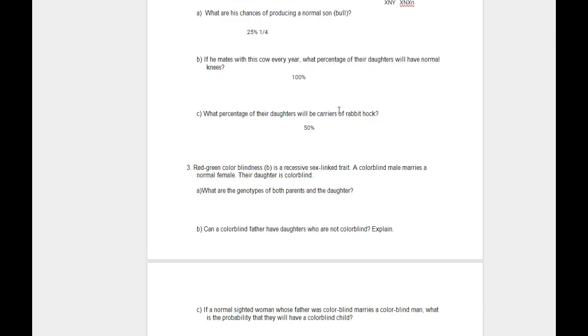All right, so we did number 2. We did 1 and 2 in class. And welcome to all the participants who also just joined. All right, red and green color blindness is a recessive X-linked trait. A colorblind male marries a normal female. Their daughter is colorblind.